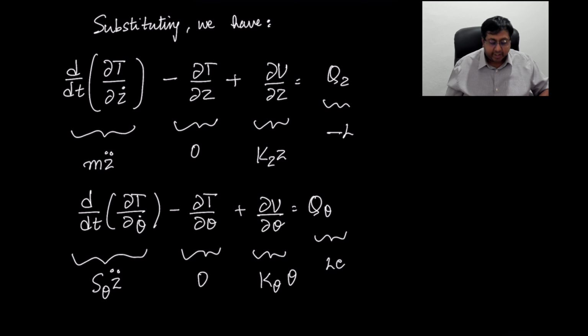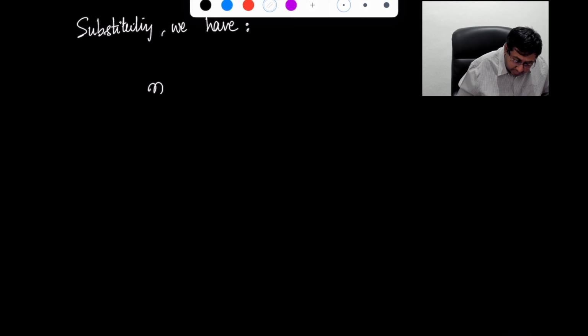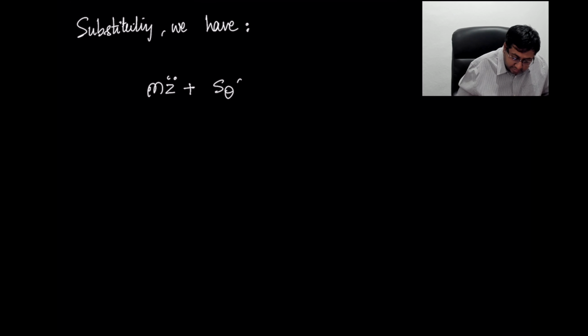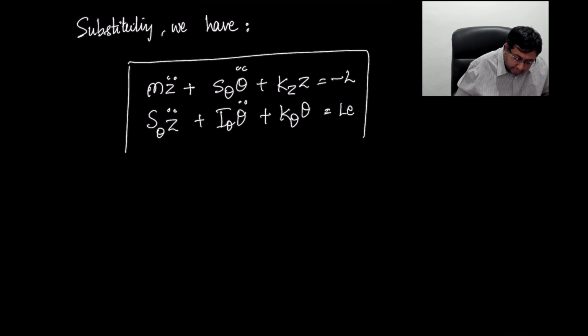If you put everything back together to write our equation of motion, then just to rewrite everything: m into z double dot plus S theta into theta double dot plus Kz into z equal to minus L, and then S theta into z double dot plus I theta into theta double dot plus K theta into theta equal to L into e. So these are nothing but our equations of motion.